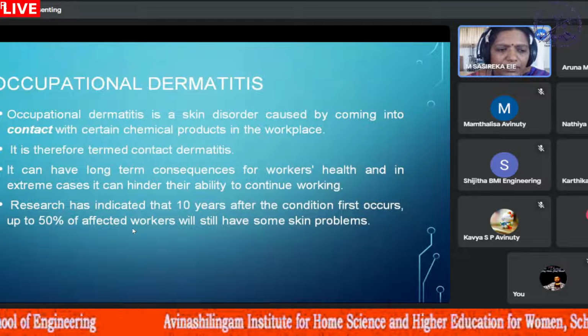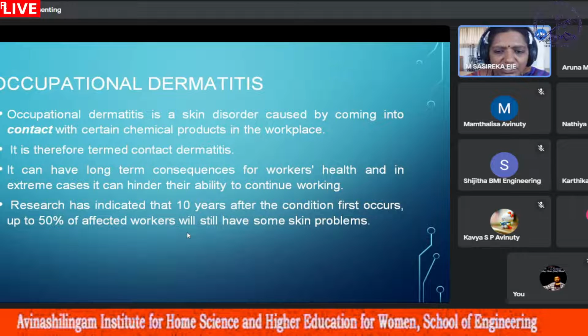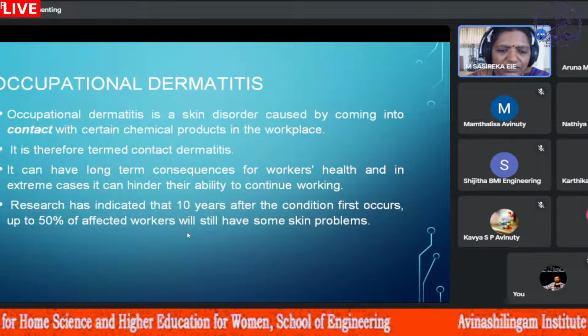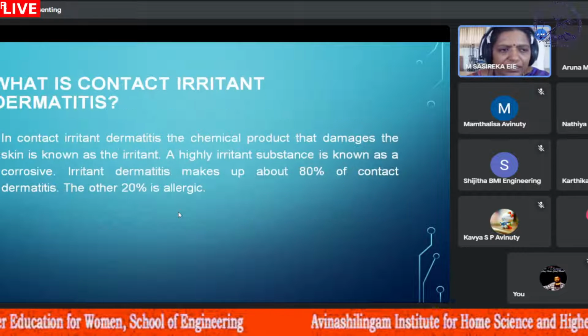So the research has indicated that 10 years after the condition first occurs, up to 50% of affected workers will have some skin problems.